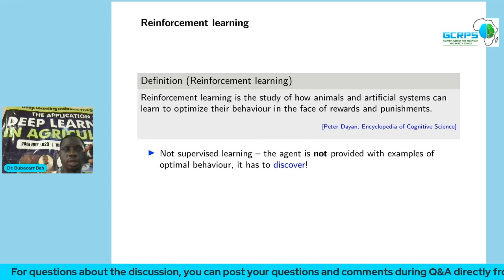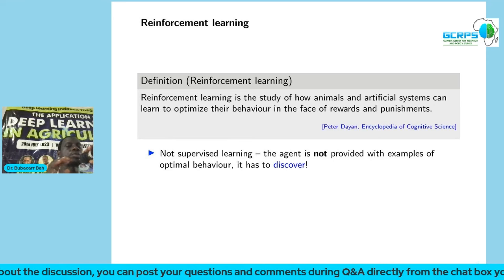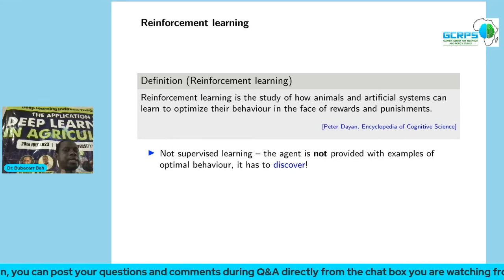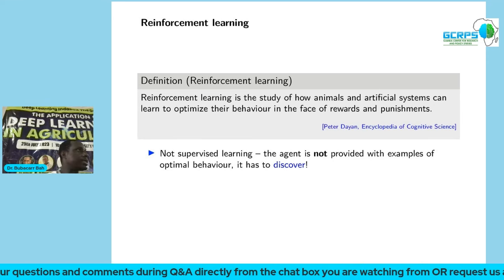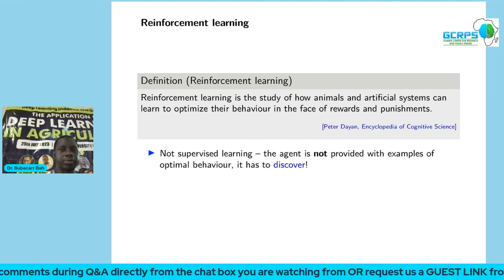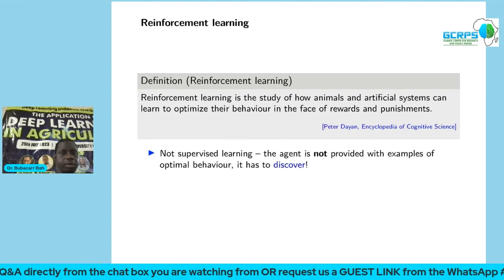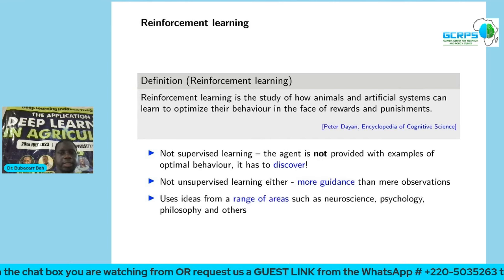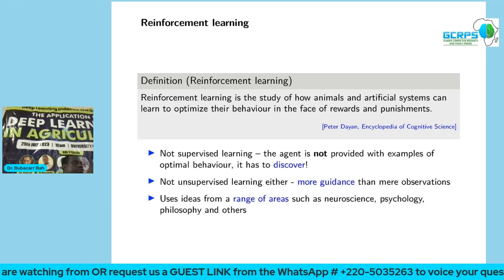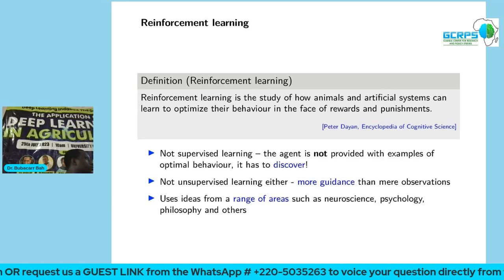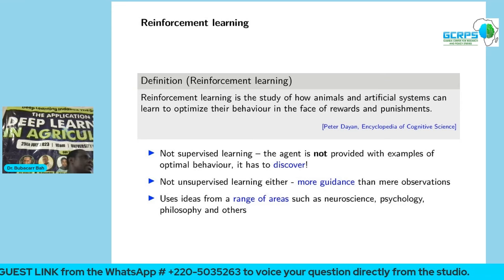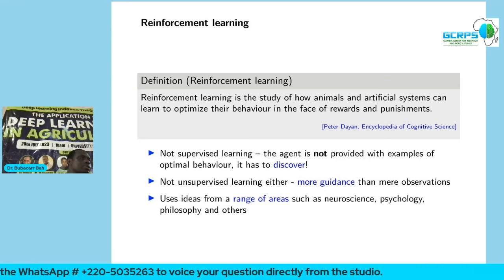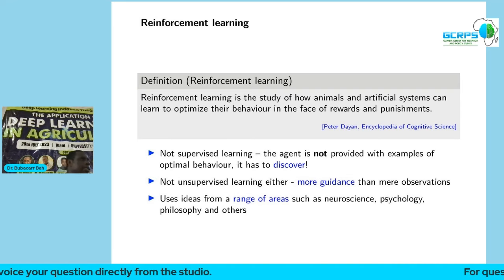So it's not supervised learning, because you don't have labeled data. It's a reward instead. It's not unsupervised learning either, because you give it some more guidance. Because you give these rewards, it's able to guide the agent to achieve your target. So that's the main difference between reinforcement learning and unsupervised learning.